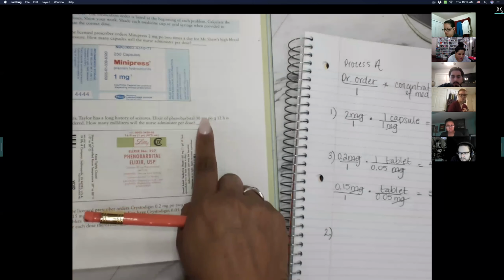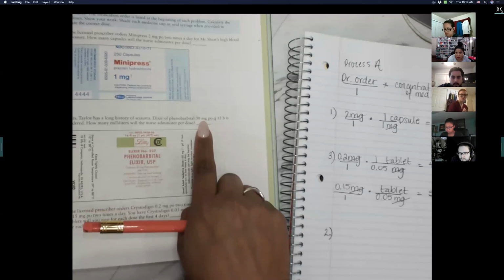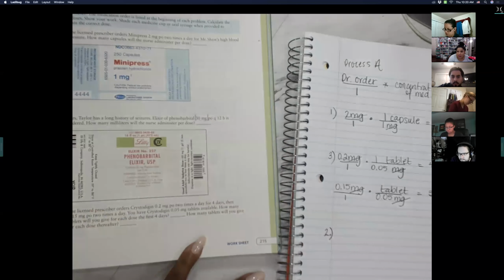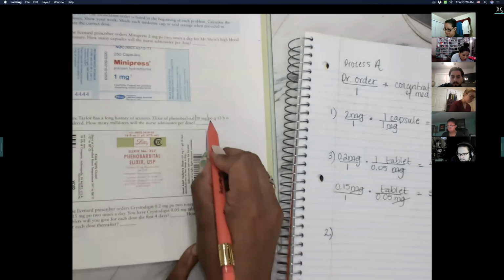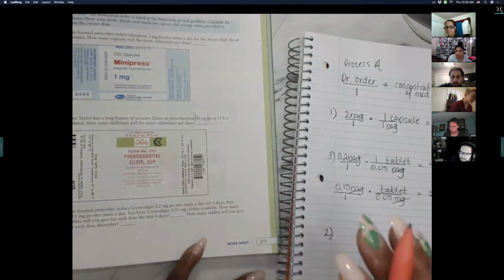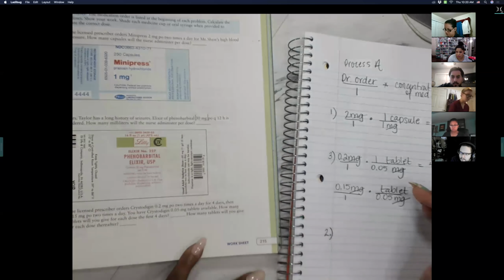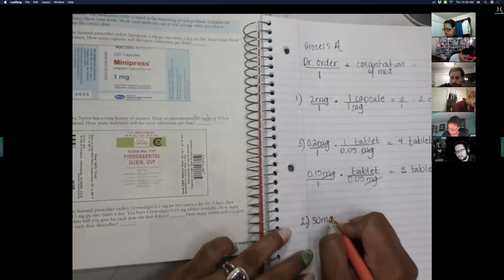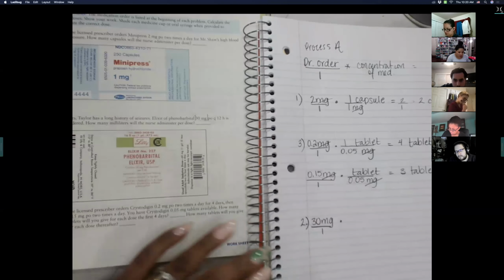But do I care about the doctor's order and the frequency, or do I just need to focus on the doctor's order right now? Right now, I just want to focus on the doctor's order, okay? So what I'm going to focus on is this 30 milligrams. That's the doctor's order. The rest of this is telling me the frequency that I'm going to administer medication to my patient. But I'm not focusing on that yet. I'm just focusing on the doctor's order. So the doctor's order is 30 milligrams. Put it over 1. Okay.